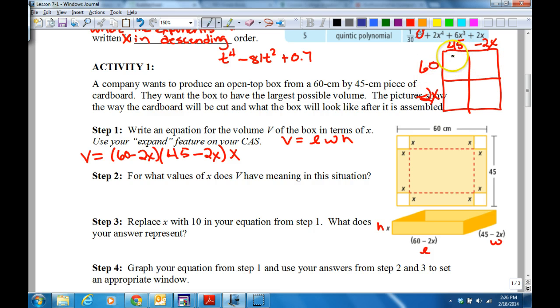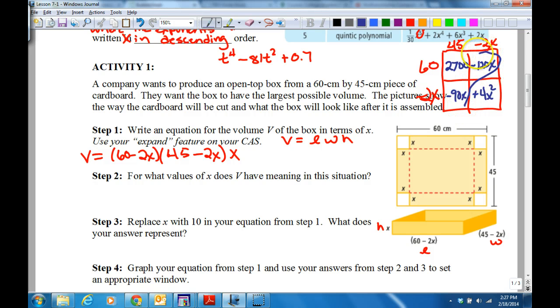Yeah, 60 times 45 is 2,700. Okay, 60 times negative 2x would be negative 120x. 45 times negative 2 would be negative 90x. And negative 2x times negative 2x, yeah, that's a plus 4x squared, right? Okay, what can I put together there?